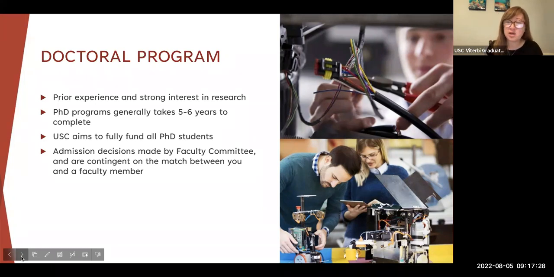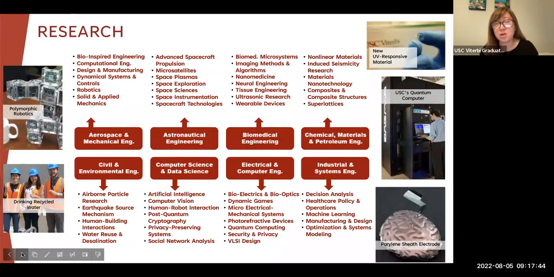Admission decisions are made by a faculty committee. They're contingent on the match between you and a faculty member. So we don't do rotations as a school when you're admitted as a PhD student. Generally, when you apply for the PhD program, you indicate in your application which professors you would prefer to work with, why your research background is aligned with that professor's, and what you can contribute to that professor's research and their lab. That's how we do the selection and review of PhD applicants here.